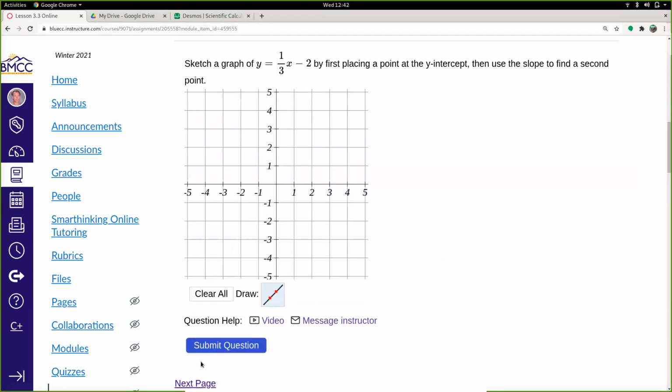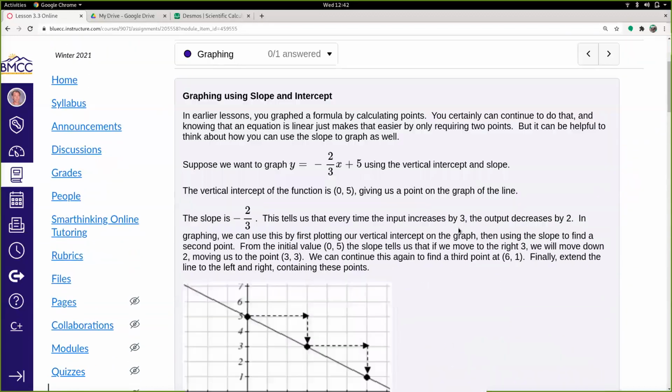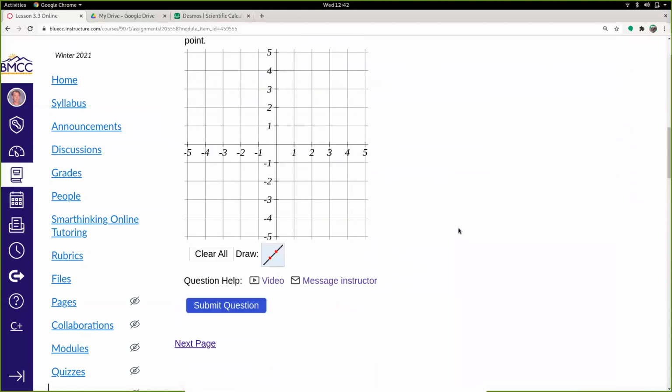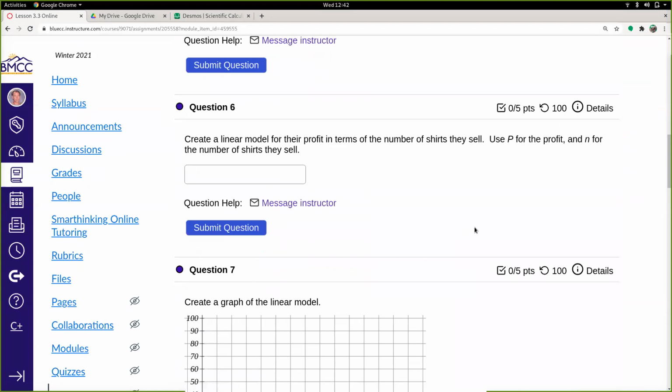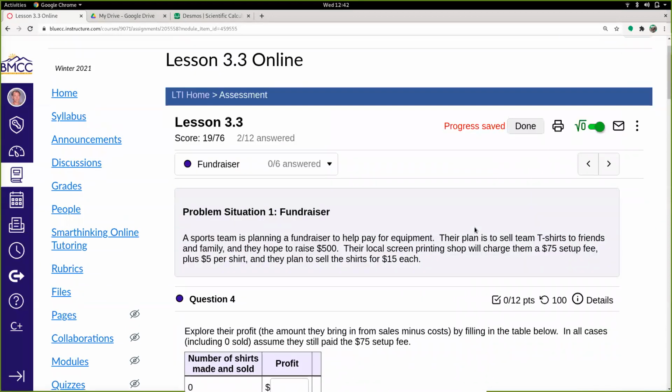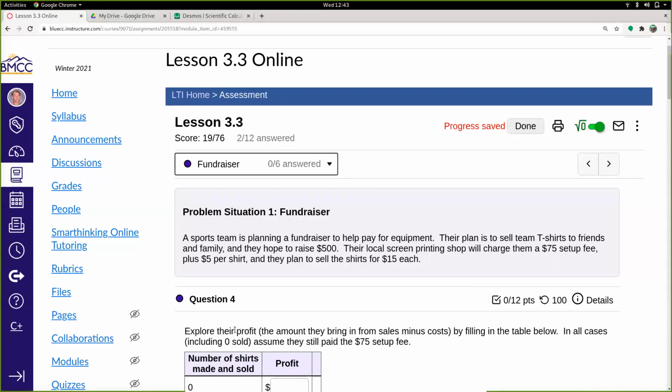All right, let's take a look at the next page. So the next page is just a little more playing around with the general idea of slope. So I'm going to leave you guys to play with that one on your own later, and I'm going to skip on to a more interesting question here. So we've got a sports team is planning a fundraiser. By the way, I skipped a couple of pages here. I am now on the fundraiser page in this assignment.